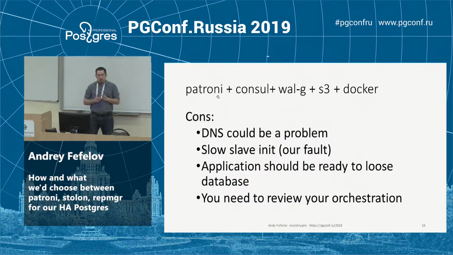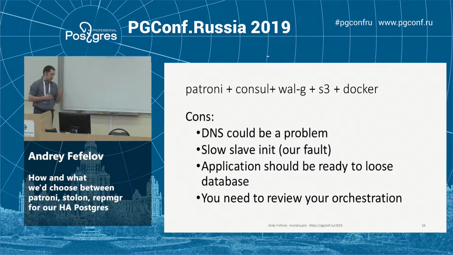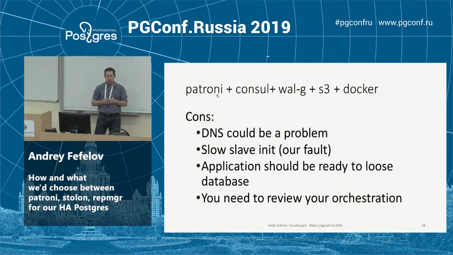So it won't match. We initialize a slave quite long. It's a shortcoming, but it's not a problem of Patroni, because in general Patroni allows initiating replicas from external sources. But we are too lazy. We use base backup, and our master is populated in 4 minutes, and the first slave needs 40 minutes to do it, because we use only one stream, and it doesn't go very fast.